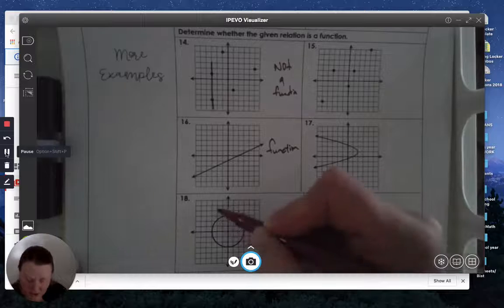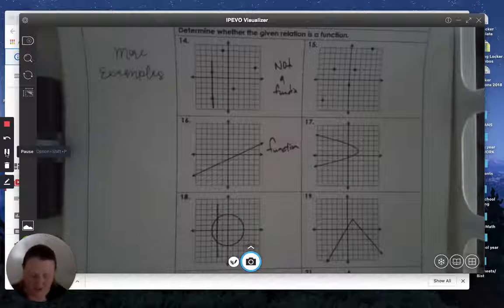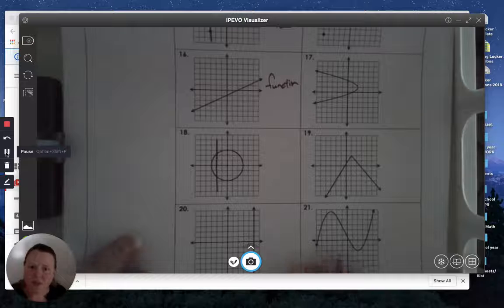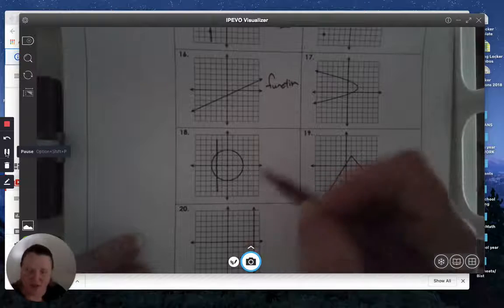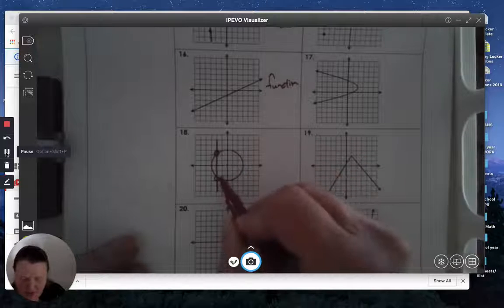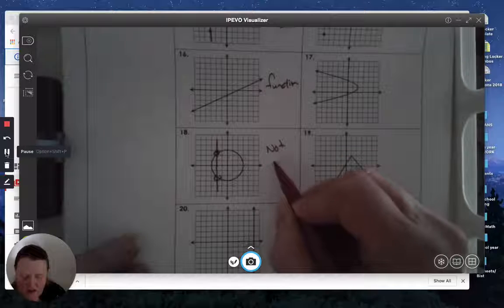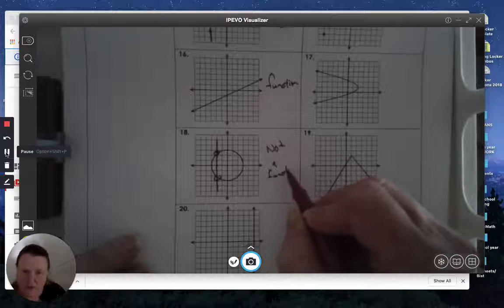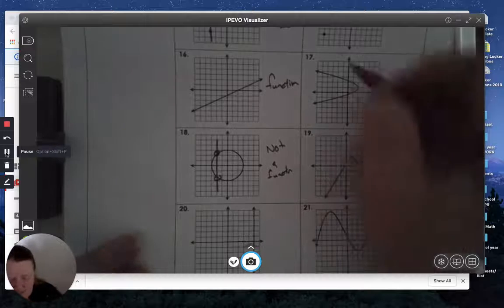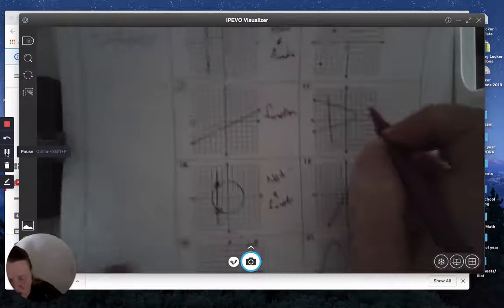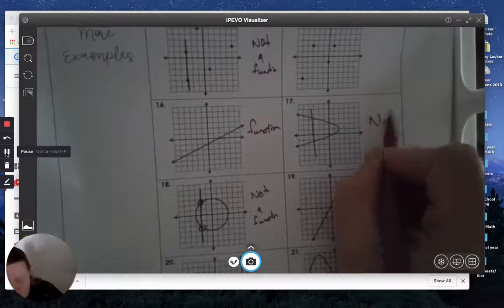Again, as soon as I can draw a line through the center of the graph, whatever they have graphed, and it touches in 2 locations, this is considered not a function. So you can honestly see it's really quick to go, oh, look, there's 2. So this one is not a function.